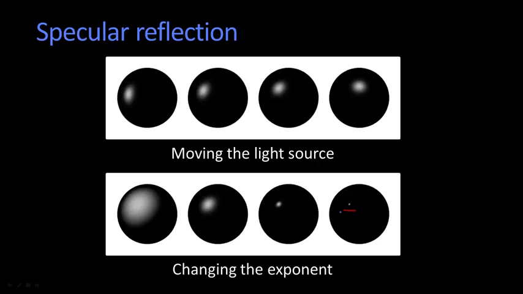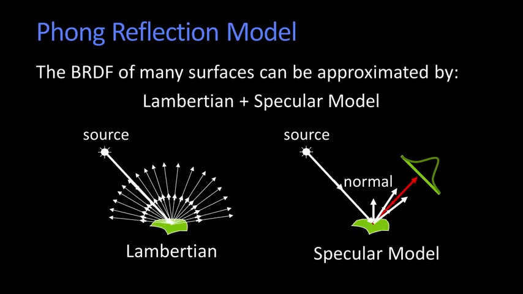In computer graphics and in computer vision, what we often do is combine the diffuse and the specular, and it's referred to as the Phong model, because Phong was one of the first people to do it. Then there's the Blinn-Phong model, and lots of models that have gone beyond that. But the idea is that you can model the BRDF of lots of surfaces as a combination of a Lambertian plus a specular.